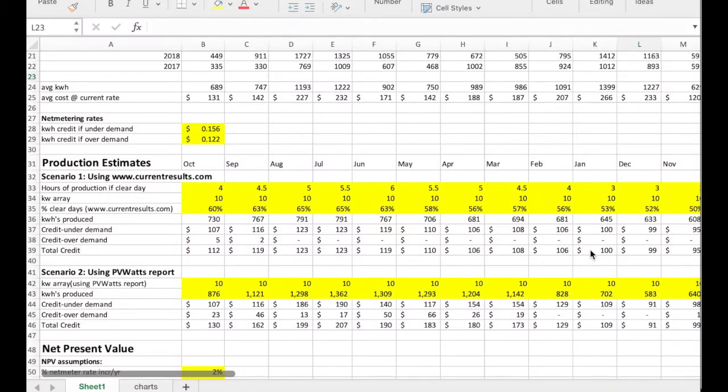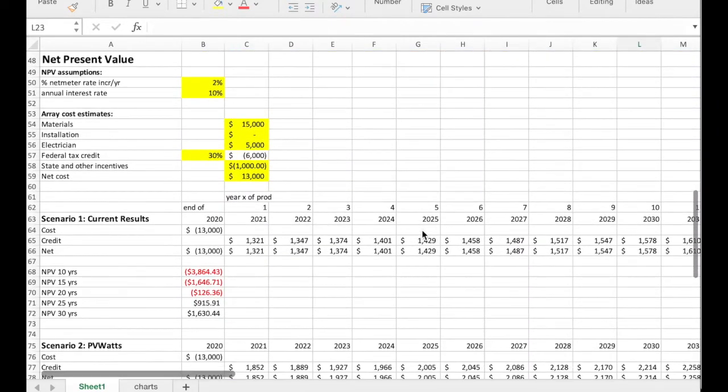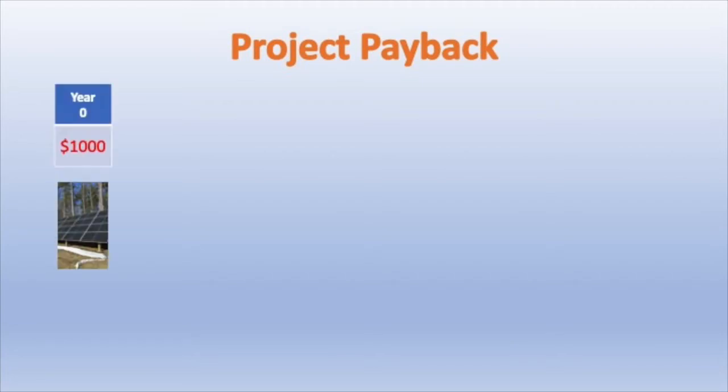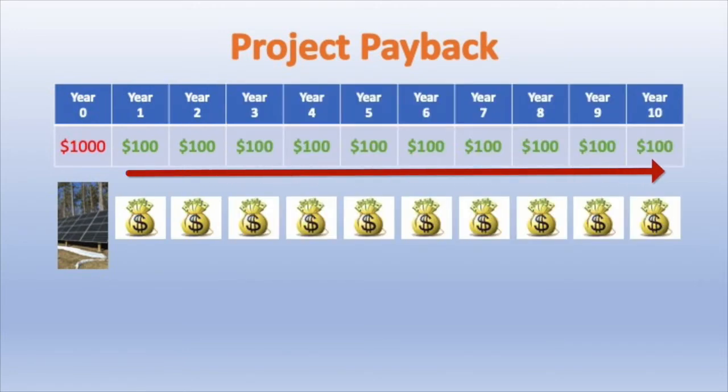It's time now to move to the grand finale, the calculation of net present value of the project. Many of you may have heard about the topic of a project's payback or break even. For instance, if I spend $1,000 now, and that allows me to save $100 a year, then we'd say that the project has a 10-year payback.